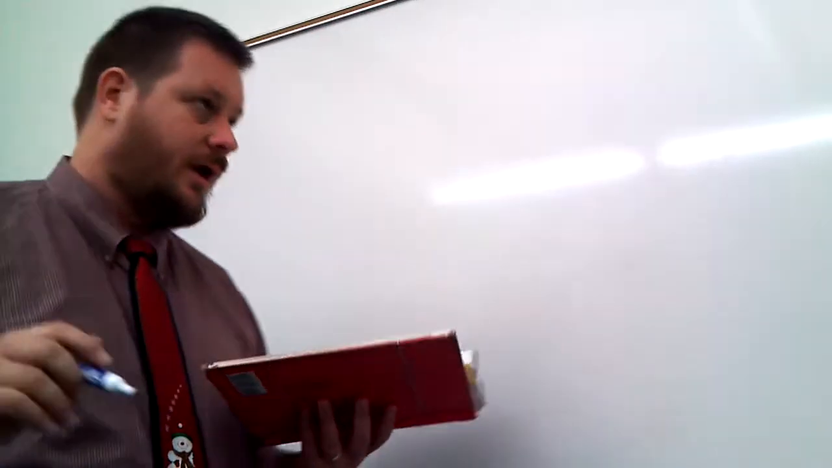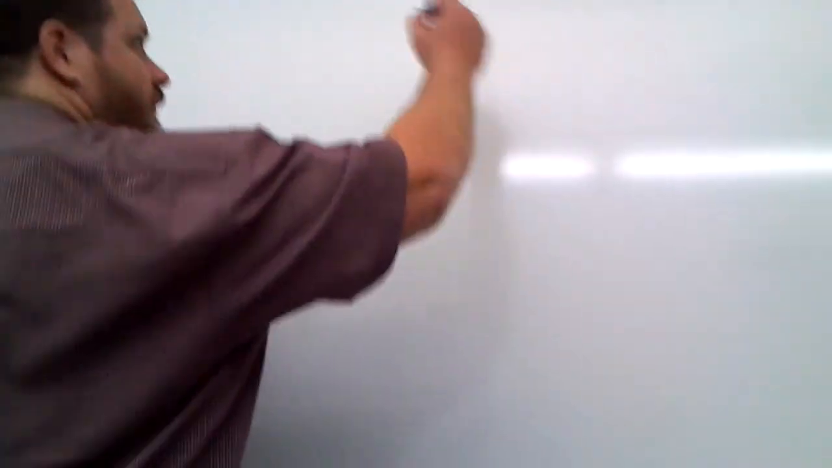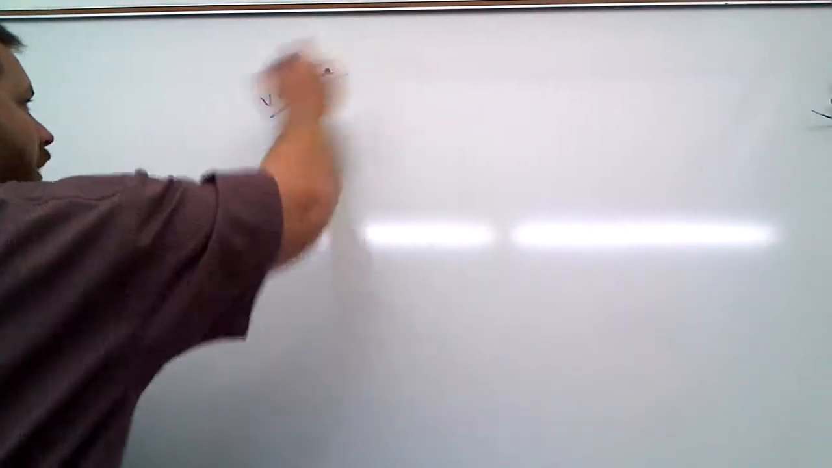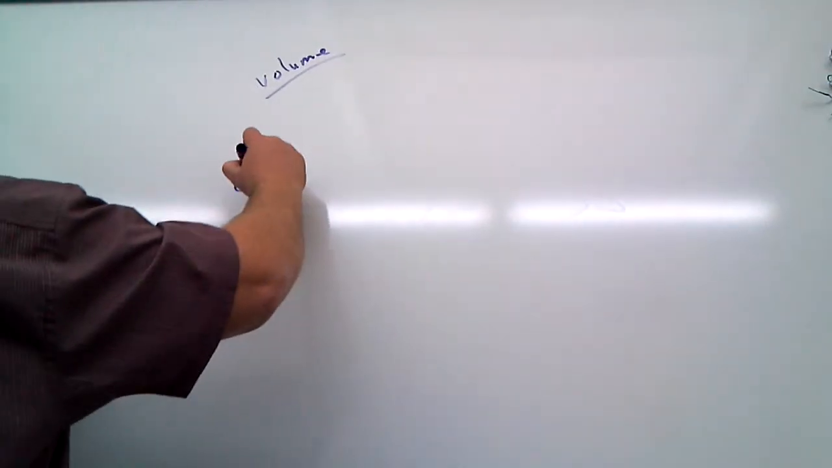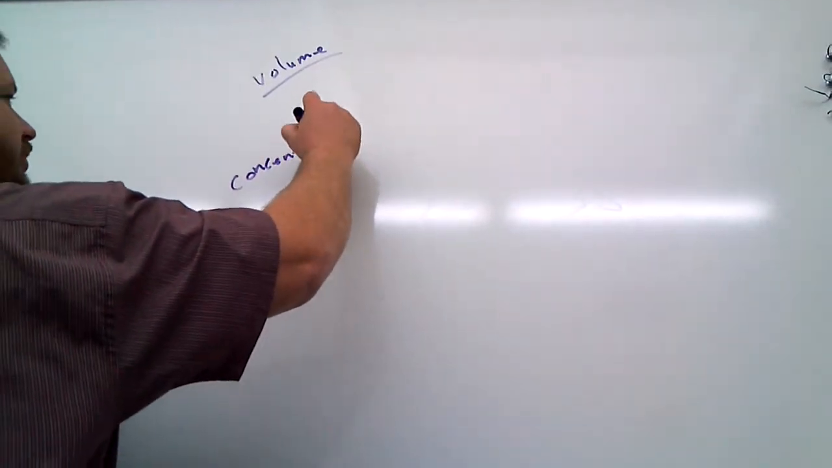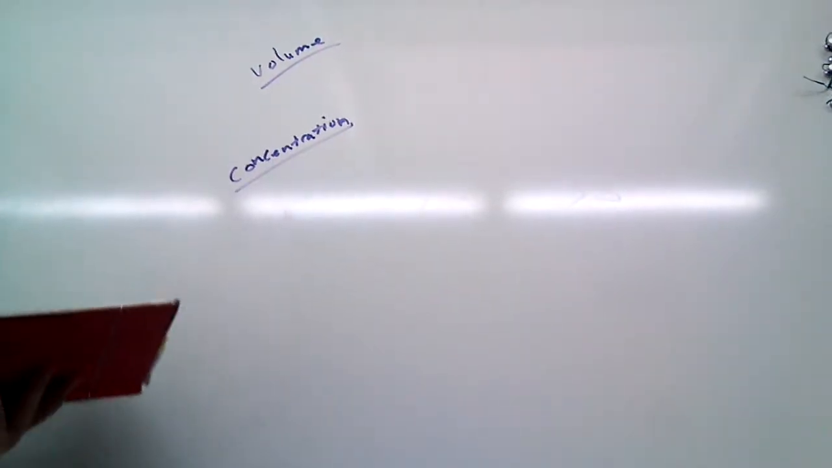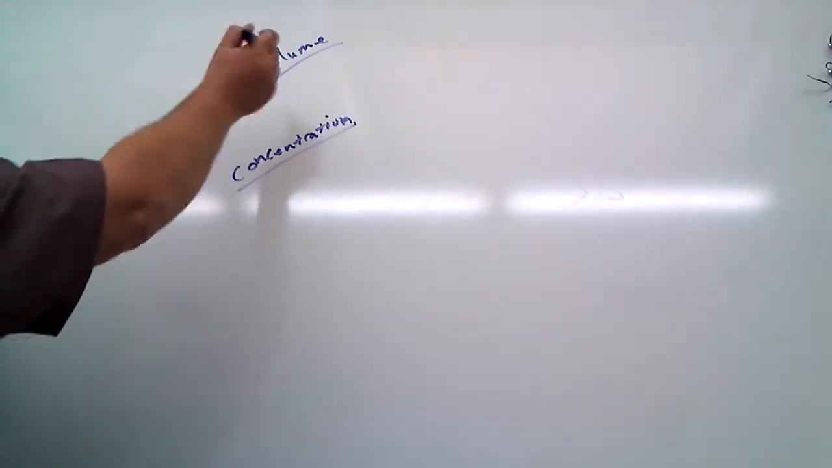So here's how I want you to do these. We need two equations. One of them is going to be volume, and the other one has to do with concentration. Not the game, just percentages of certain chemicals. Always start with the volume.